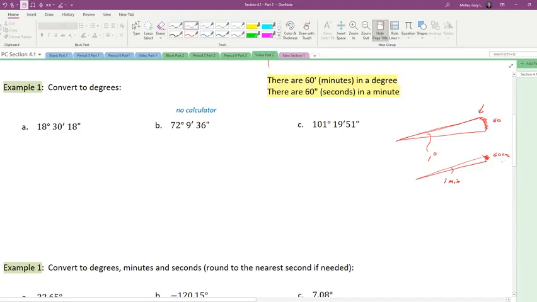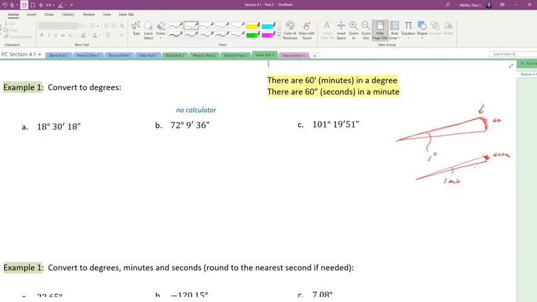That is how much a second is: 1/60th of a minute. It's the same exact thing we do for time. It's just been converted and used in terms of degrees. So the math that we do here will be exactly what we just did.